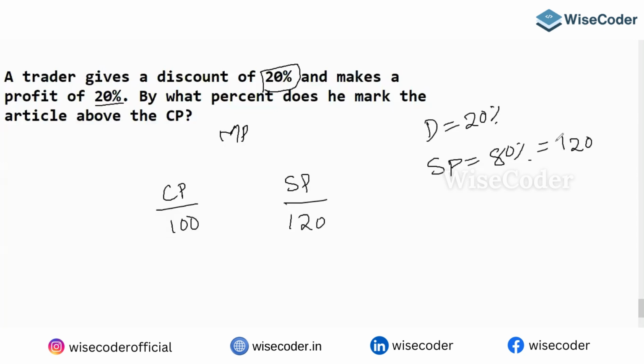According to the discount, you want the market price, guys. According to the discount, your market price is always 100%. So if you calculate this, you will get market price as 150. So when the market price is 150, he is asking by what percent does he mark the article above the cost price? So above the cost price is 50%. So that is your answer.